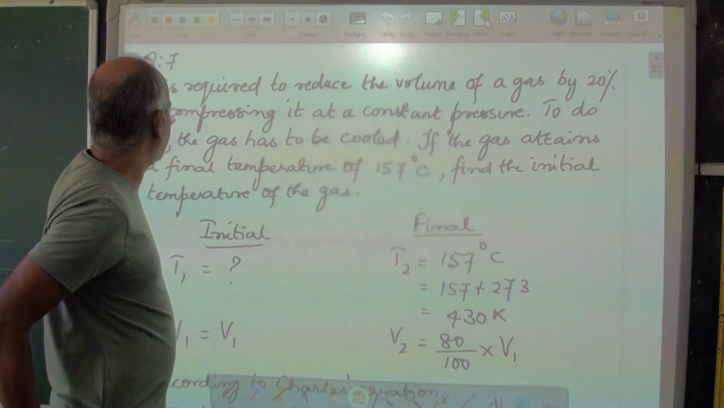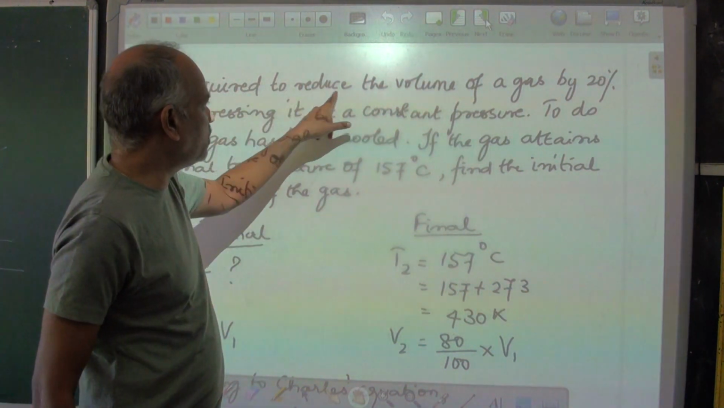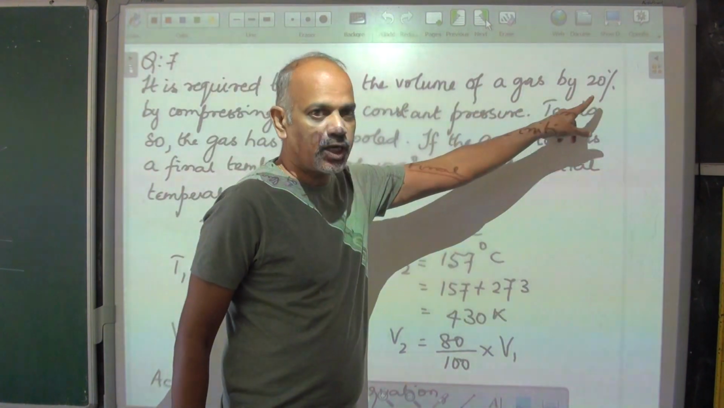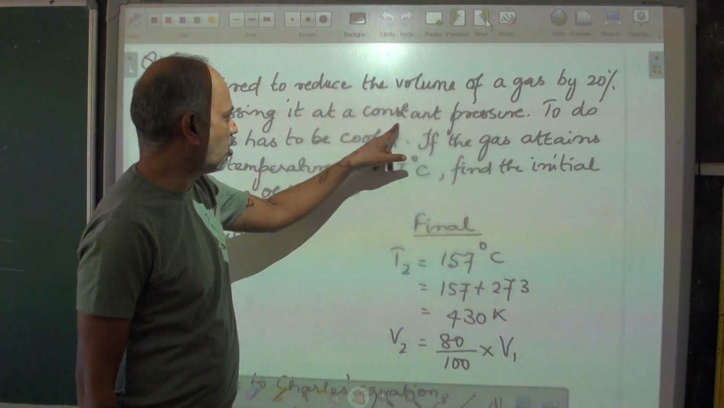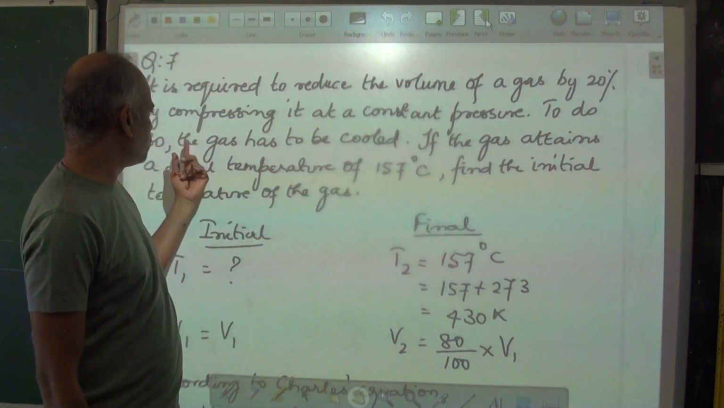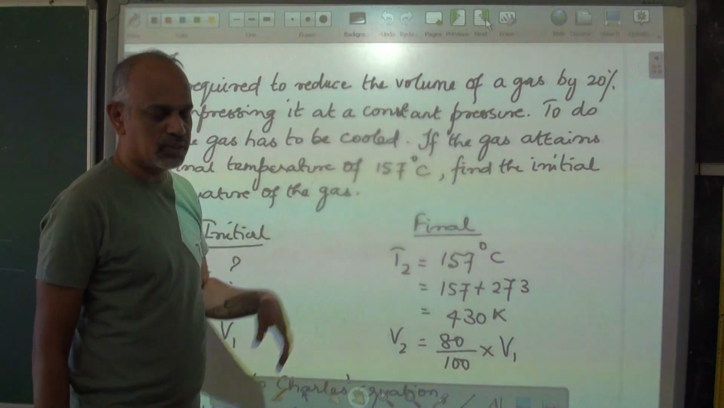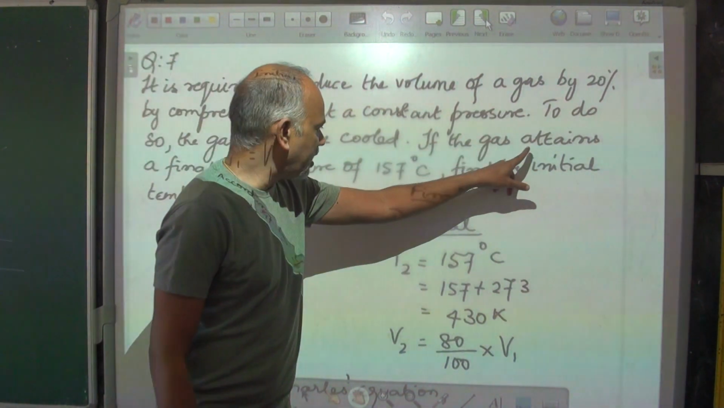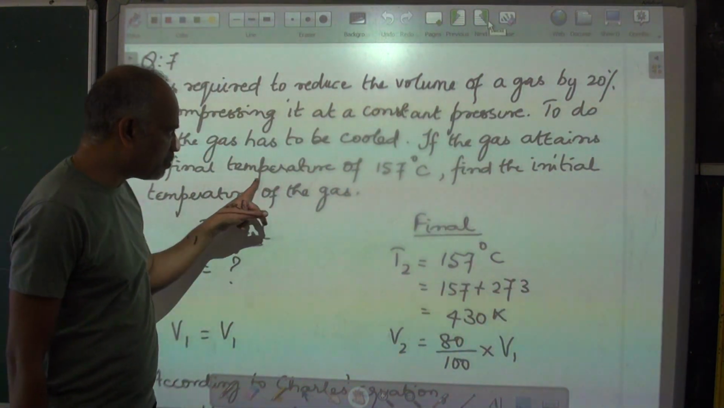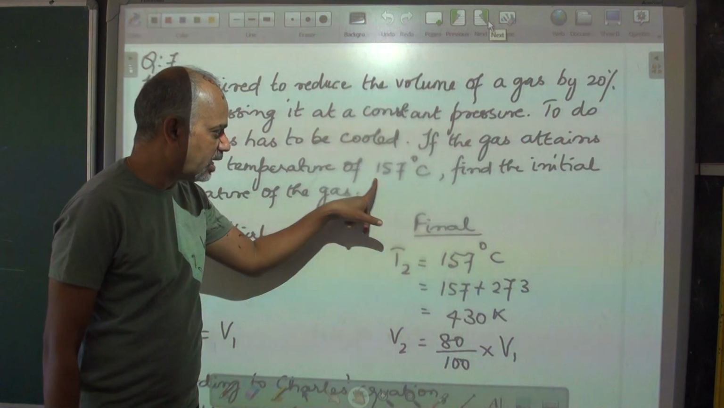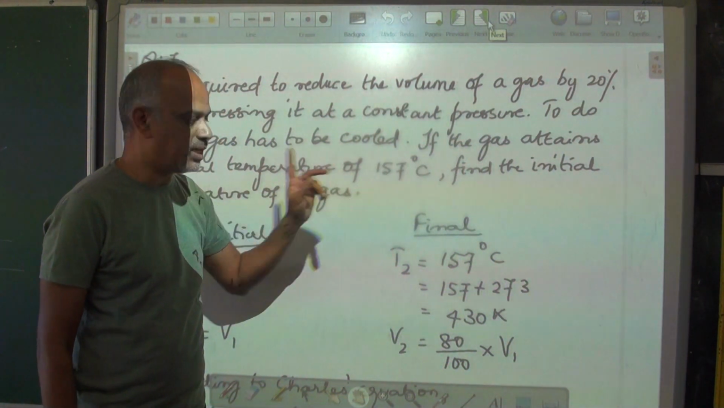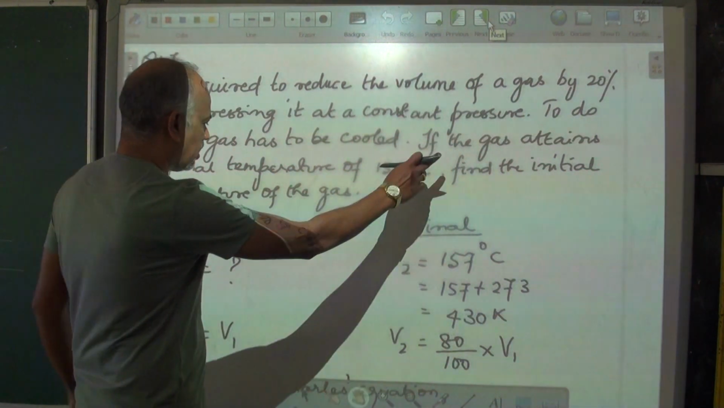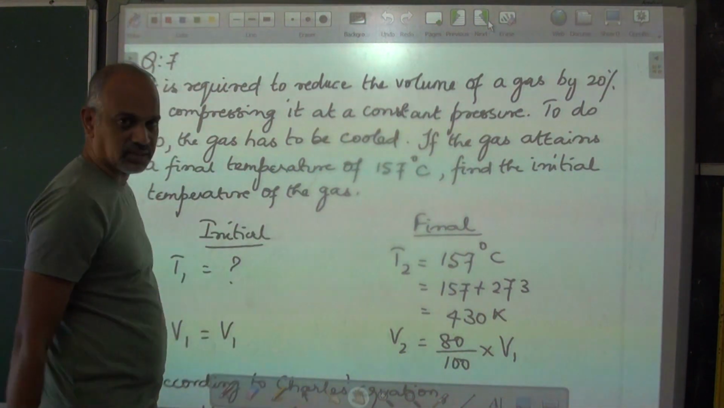So it says it is required to reduce the volume of a gas by 20%, by compressing it at a constant pressure. To do so, the gas has to be cooled. If the gas attains a final temperature at the end of 157 degrees Celsius, find the initial temperature of the gas.